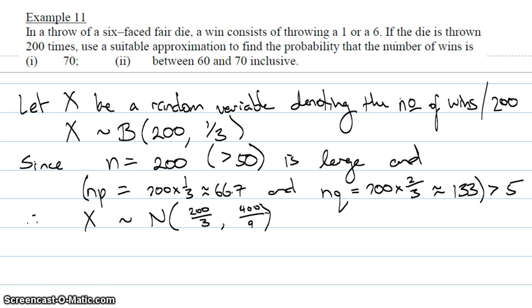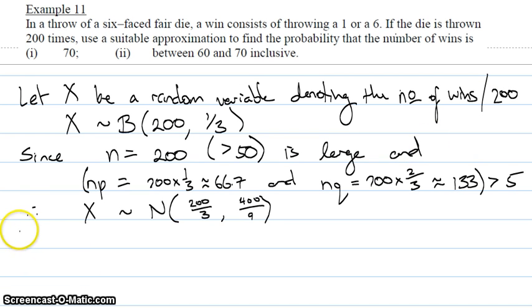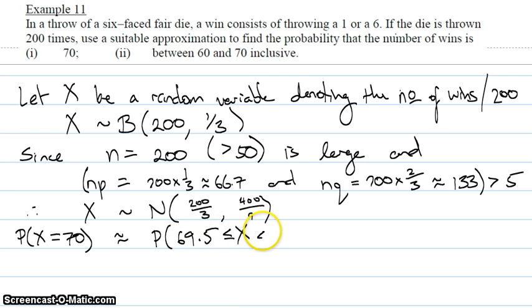Right? So what does that mean? Now I have to use a suitable approximation to find the probability that the number of wins is 70. So the probability that X equals 70 is approximately equal to the probability that 69.5 is less than or equal to X is less than or equal to 70.5, using the normal distribution with continuity correction. And so we key that into our GC.